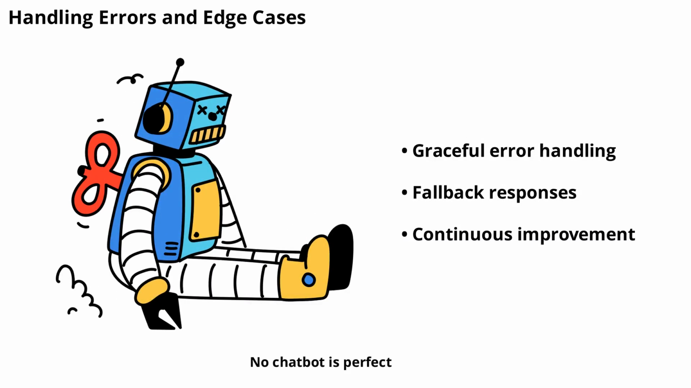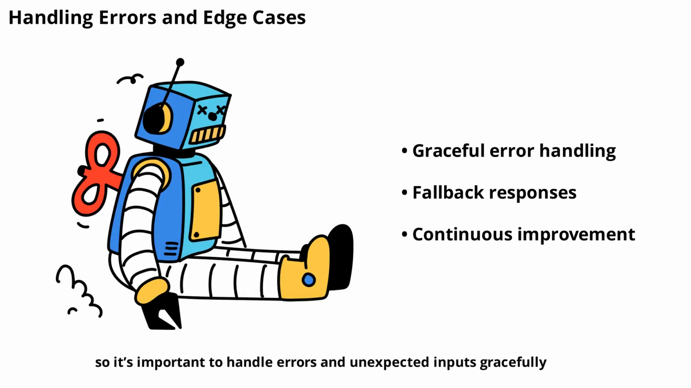No chatbot is perfect, so it's important to handle errors and unexpected inputs gracefully. Program your chatbot to recognize when it doesn't understand a question and provide helpful fallback responses. You can also log these cases to review and improve your bot over time. Handling errors well makes your chatbot more reliable and user-friendly.